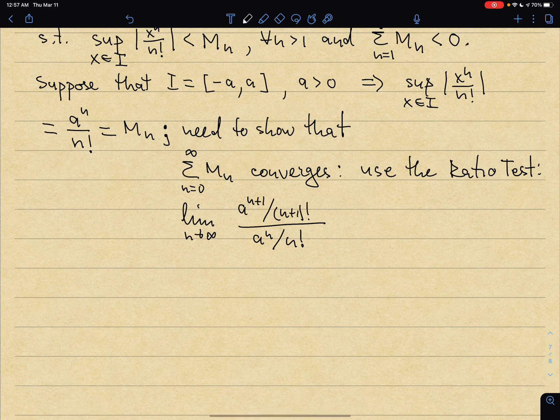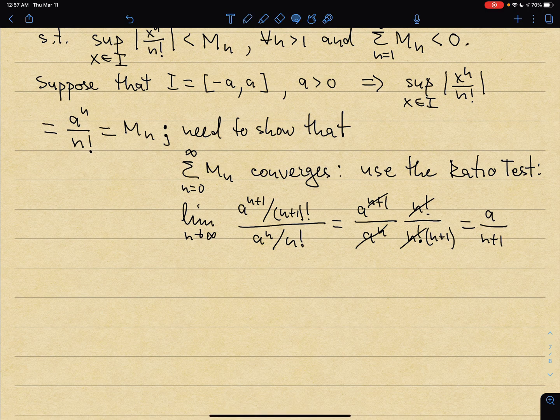Now, what is n plus 1 factorial? So this is a to the n plus 1 over a to the n, and n factorial goes on the top. And my question, what is n plus 1 factorial? It's a product of all integers up to n plus 1. So I can write this as n factorial times n plus 1. Then I can cancel a to the n, and I can cancel n factorial. And what's left is a over n plus 1.